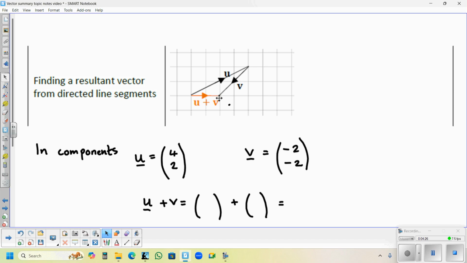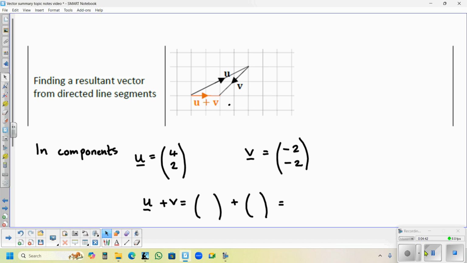Now, if we look at them in terms of components, vector u goes across 1, 2, 3, 4, and it goes up 2. So it's (4, 2). Vector v starts there and it goes 2 to the left and 2 down, so it's (-2, -2).